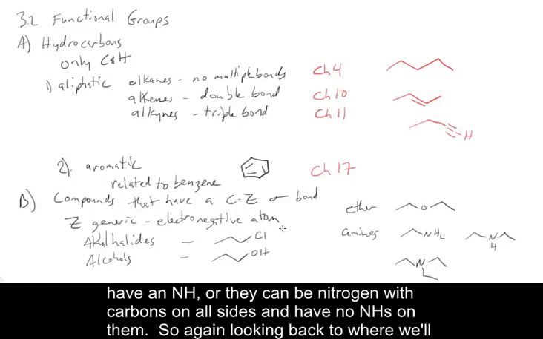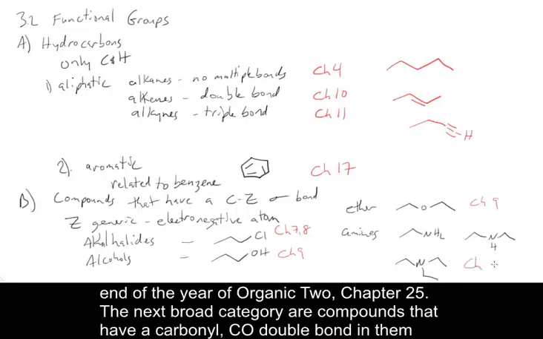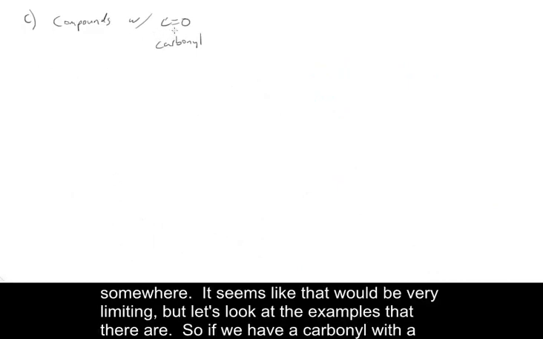So again, looking back to where we'll talk about these, alkyl halides are in chapters 7 and 8, alcohols, chapter 9, ethers, chapter 9, and amines are not until the very end of the year of Organic 2, chapter 25. The next broad category are compounds that have a carbonyl, CO double bond in them somewhere. It seems like that would be very limiting, but let's look at the examples that there are.